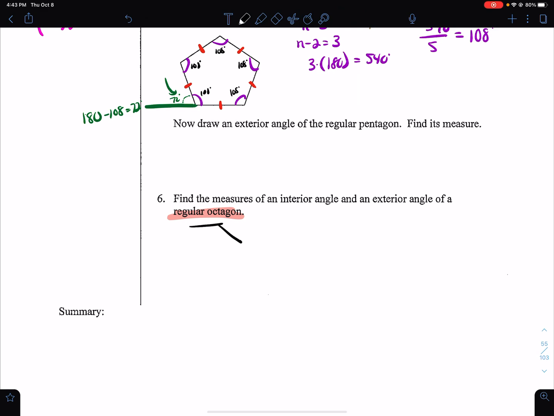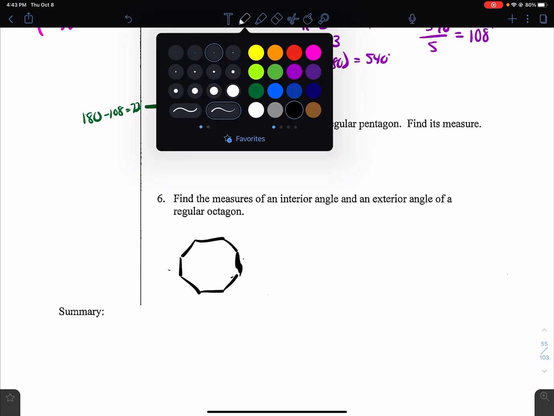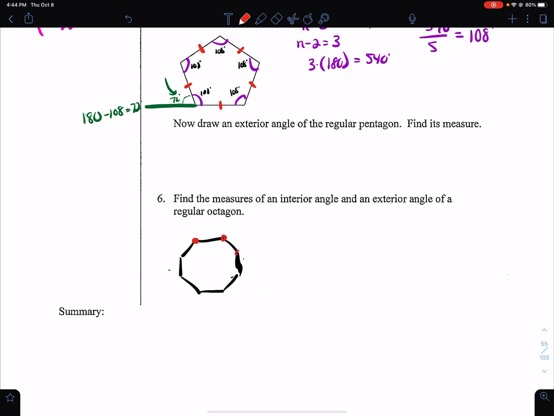1, 2, 3, 4, whoops, 4, 5, 6, 7, 8. So again, that's a pretty good octagon. Kind of messed it up a little bit. Let me draw a better one. It's an octagon there. So here's 1 vertex, 2, 3, 4, 5, 6, 7, and 8. They want us to find out what are the measures of all of those angles there. But since it's a regular octagon, that's why I'm able to label them as all the same.